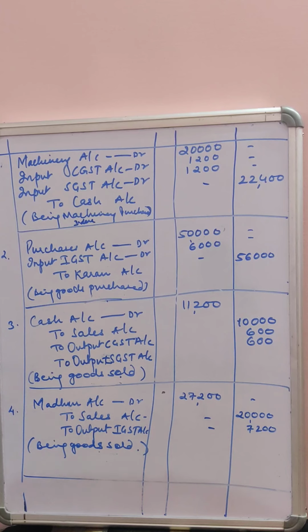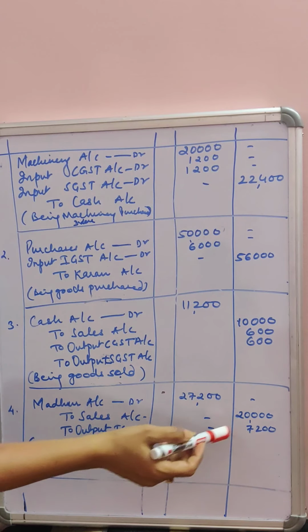Moving on further, the last one says that goods costing rupees 20,000 sold to Madhur. Why are we writing Madhur here? Because it is a credit transaction. These two were cash transactions. So read the question carefully whether it is a cash transaction or a credit transaction. When we are selling these goods to Madhur, he belongs to Nagpur. Again, it is an interstate supply of goods.